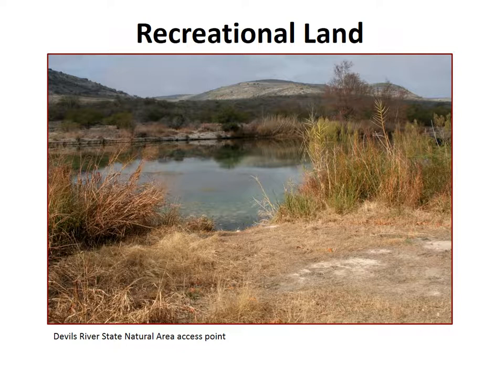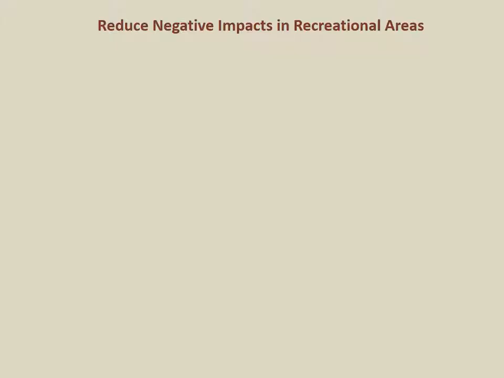Shown here is a good example of riparian recreational management at the Devils River State Natural Area, managed by Texas Parks and Wildlife Department. Restricting access to small mowed areas and rotating those areas will help maintain good vegetation in heavily used recreational areas. The following management practices can be used in recreational areas to reduce negative impacts.